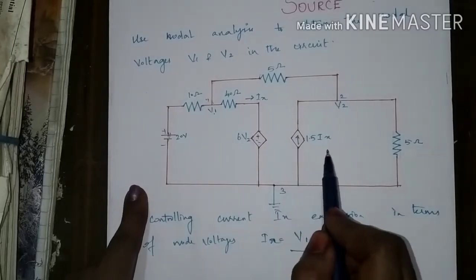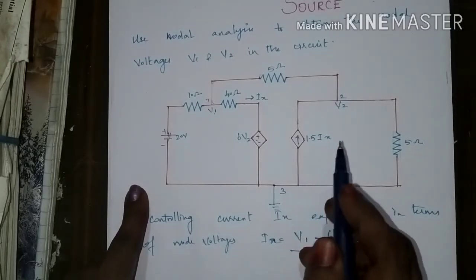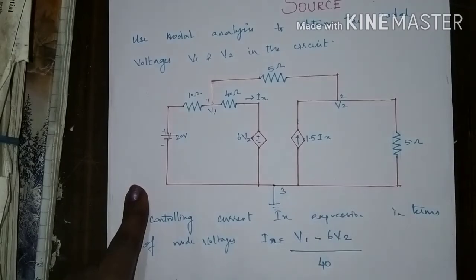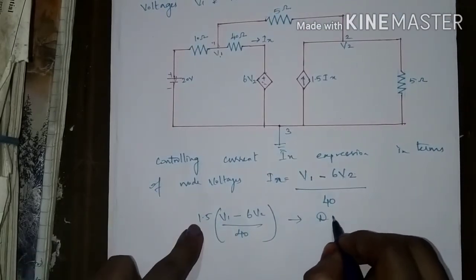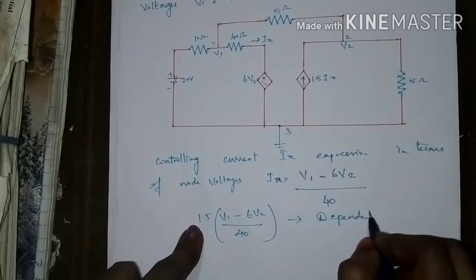Here the dependent voltage source is 1.5 times Ix. So it is 1.5 times V1 minus 6 V2 divided by 40. It is a dependent source, 1.5 times Ix.